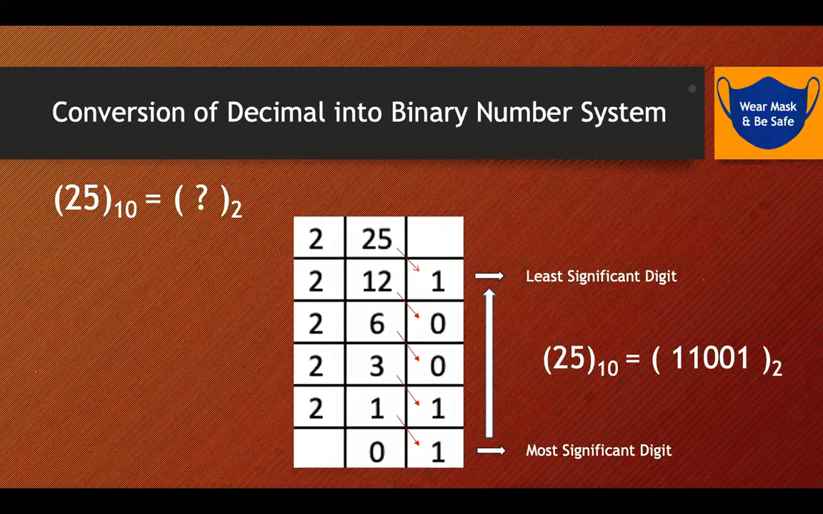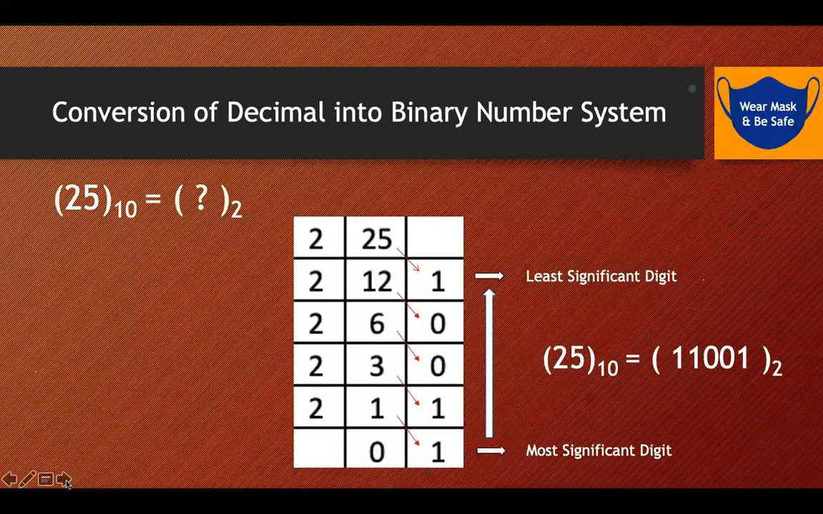Then we have to take all the remainders from down, that means the most significant digit. So we have to take the number from down till the first one, last to first. Then we'll get the answer. This is the conversion of decimal into the binary number system.